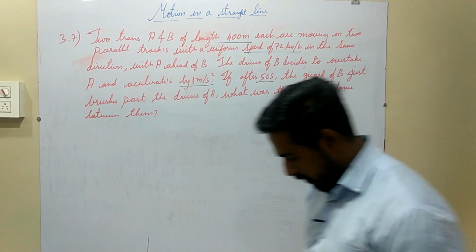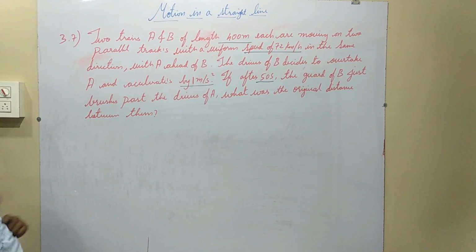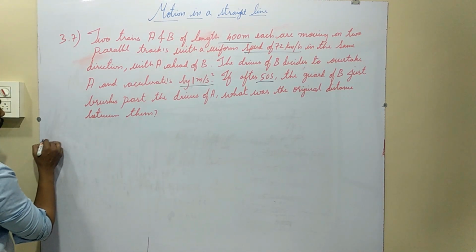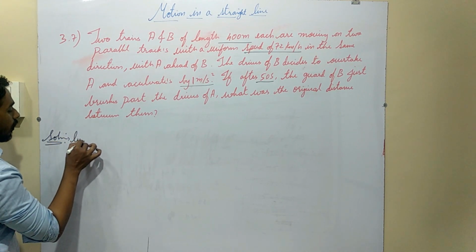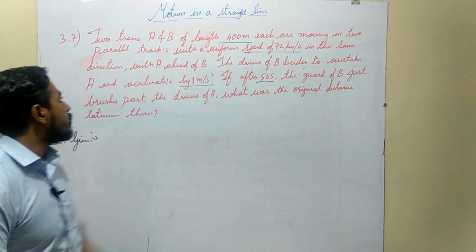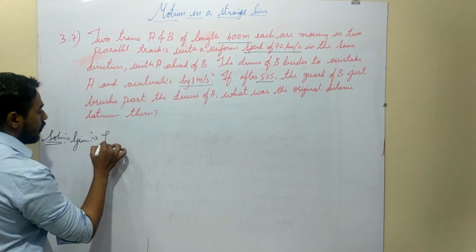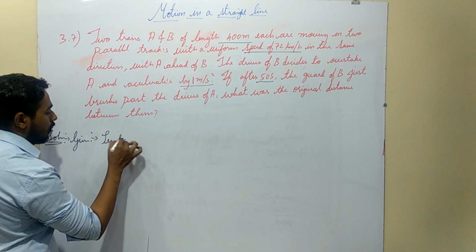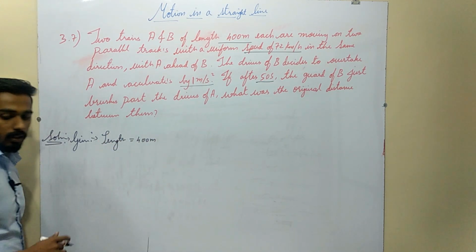Okay, it is a bit complex question, so we will see it step by step. First let us write the given. Okay, given. First of all, what is given? Length is given. Length is equal to 400 meter.